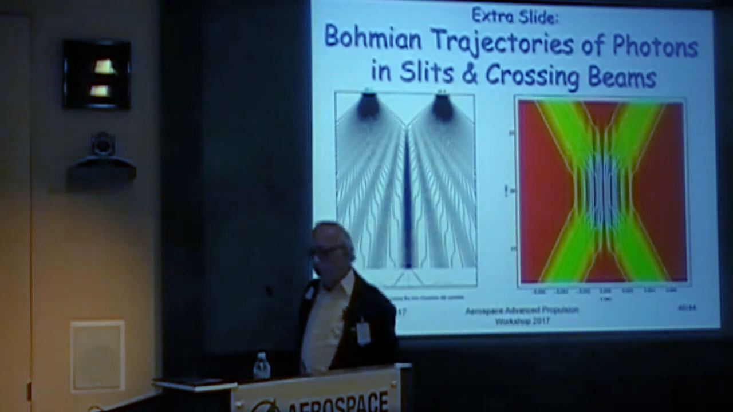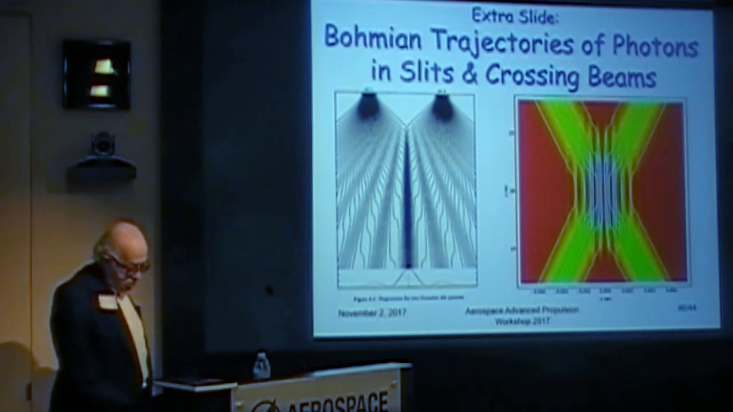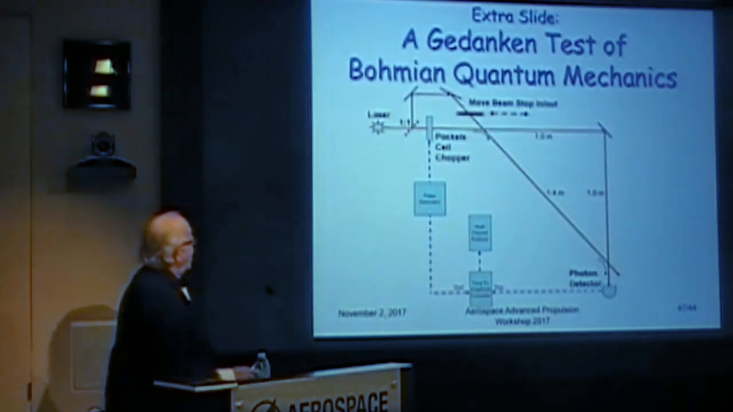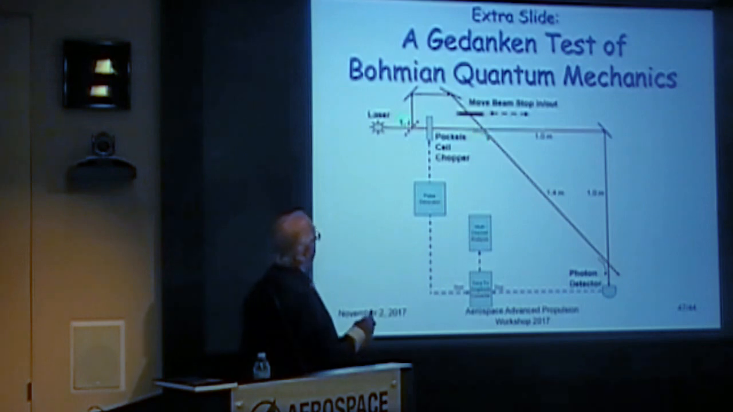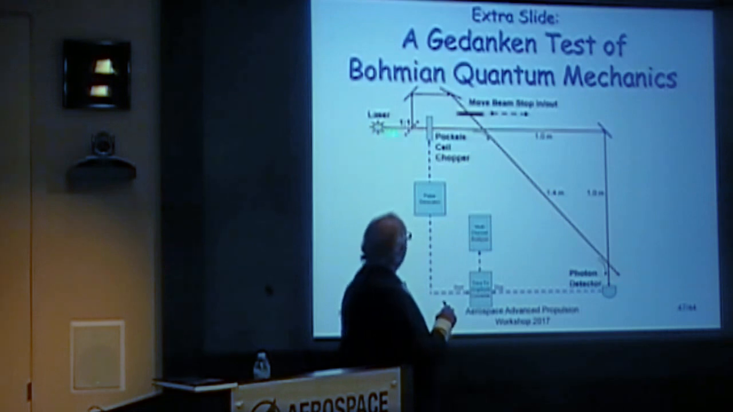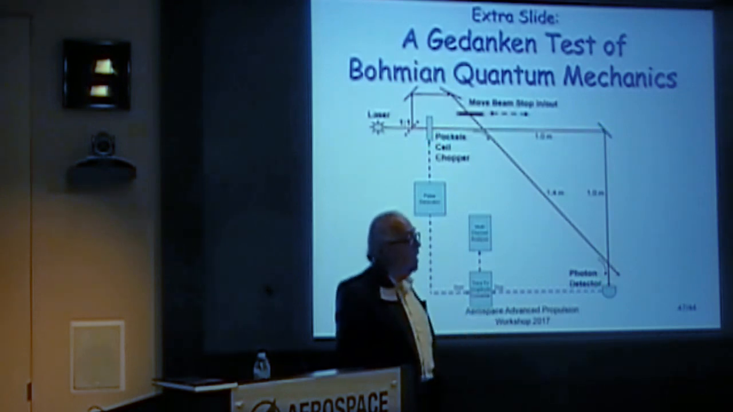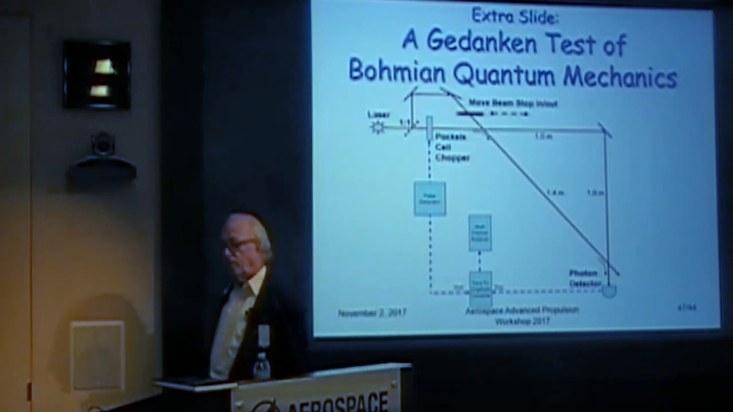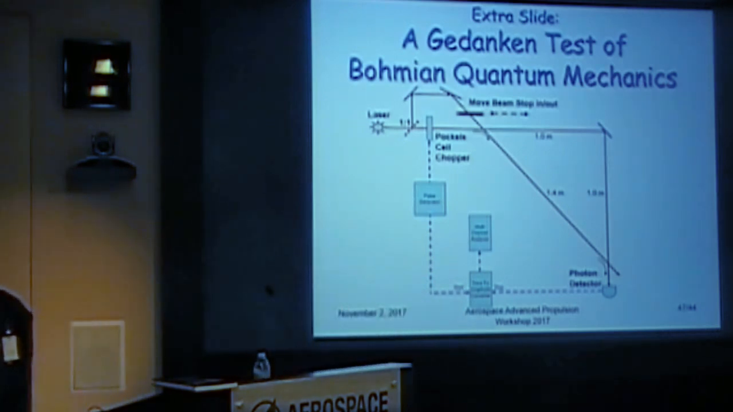So I propose an experiment for testing and falsifying the Bohm interpretation in which you do this. You have a laser beam, you break it into two pieces and make them cross at two places, and according to the Bohmian trajectories, the photons ought to turn the corner here and go this way, and turn the corner here and go this way, and arrive at the detector earlier than they would if they, according to quantum mechanics, ignore one another, bounce here and go here, and take the longer path. So it should be possible to test and falsify the Bohm interpretation by doing a time of flight measurement.